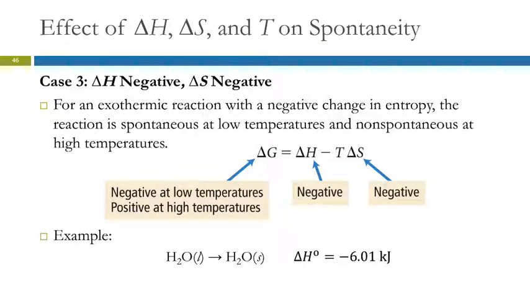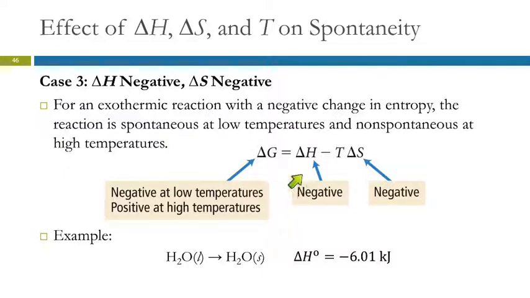Delta H is negative and delta S is negative. So it's an exothermic reaction, but the change in entropy is negative. It's becoming more ordered. Well, here, temperature is going to have an effect because temperature multiplies the effect of entropy. So at high temperatures, this negative change in entropy is going to be more significant than at lower temperatures. We get down to 0 Kelvin, this term goes away, and we're just looking at delta H.